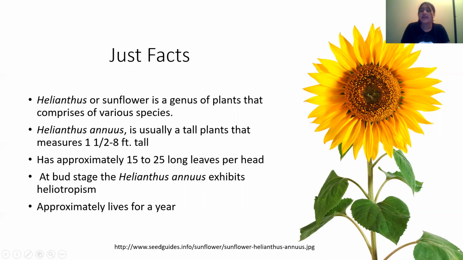At the bud stage, the Helianthus annuus exhibits heliotropism, which is the growth of a plant in response to sunlight. This usually stops at its blooming stage. The Helianthus annuus approximately lives over a year, because the Helianthus family are annuals. So when fall comes around, they start to die, the leaves turn brown, and their stalk turns brown as well.